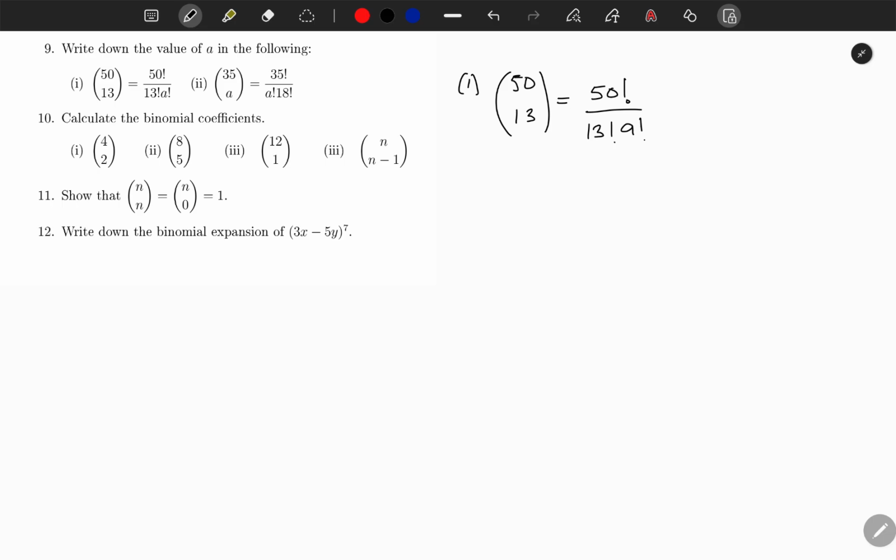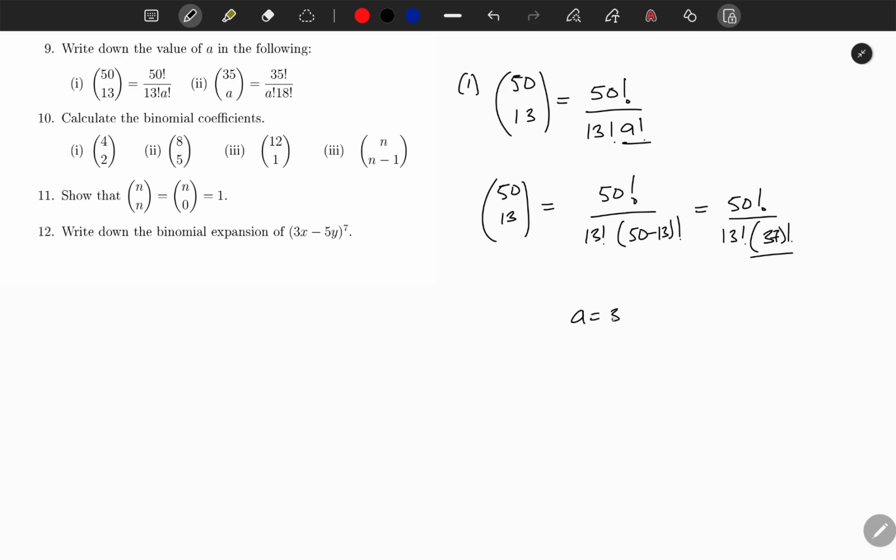The only thing that they want you to do is to rewrite 50, 13 into binomial coefficients, which we know. If I rewrite this into a binomial coefficient, I'll be getting 50 factorial over 13 factorial, open brackets, 50 minus 13 factorial. So what is 50 minus 13? You end up getting 37 factorial, which corresponds to there. So a is just 37.